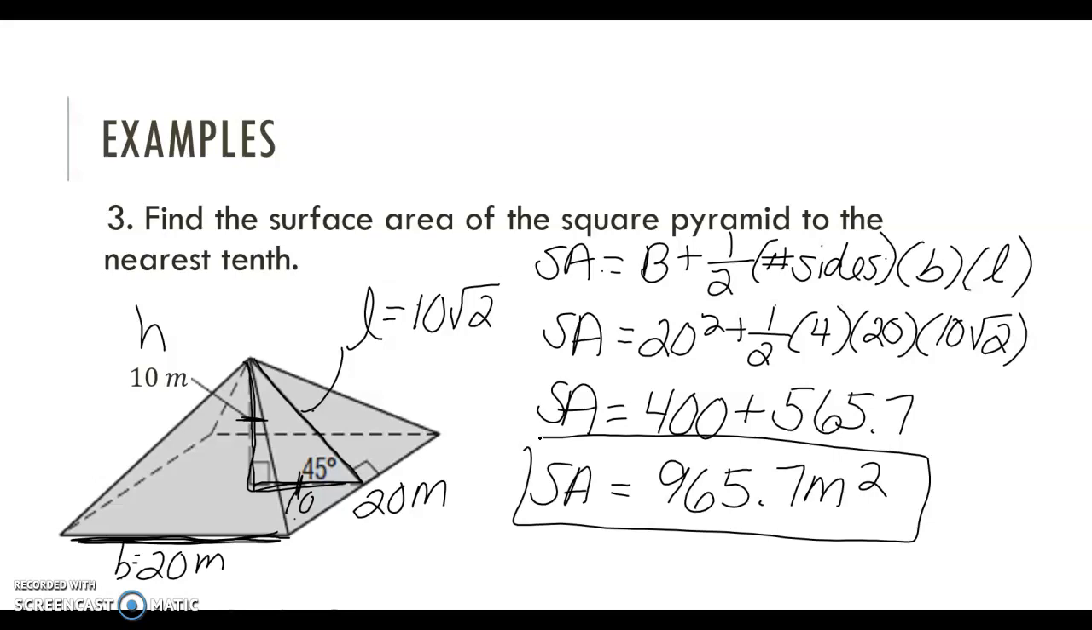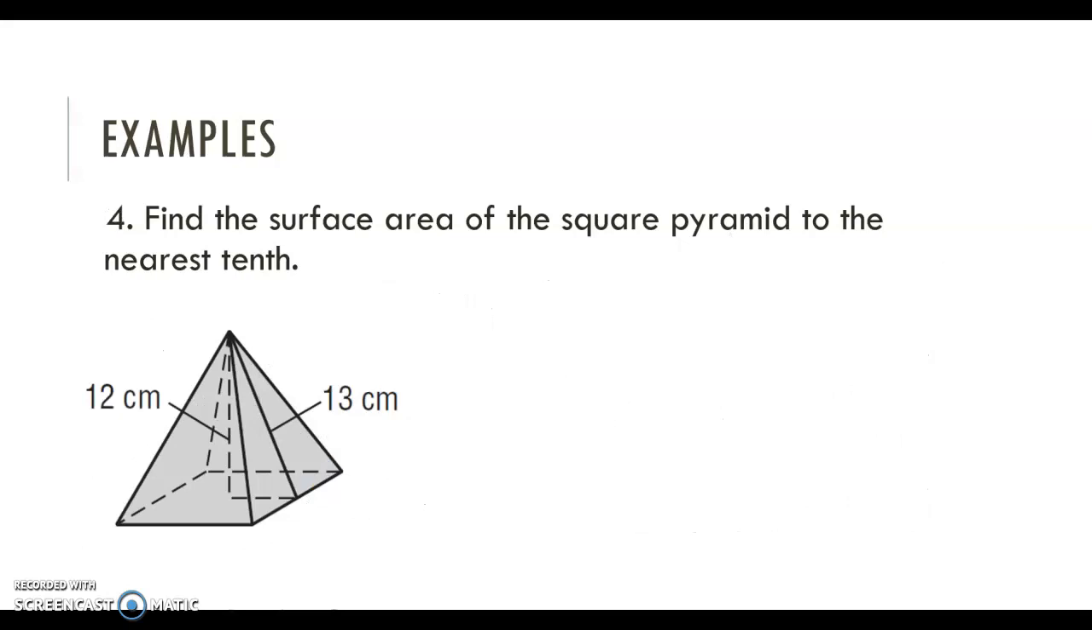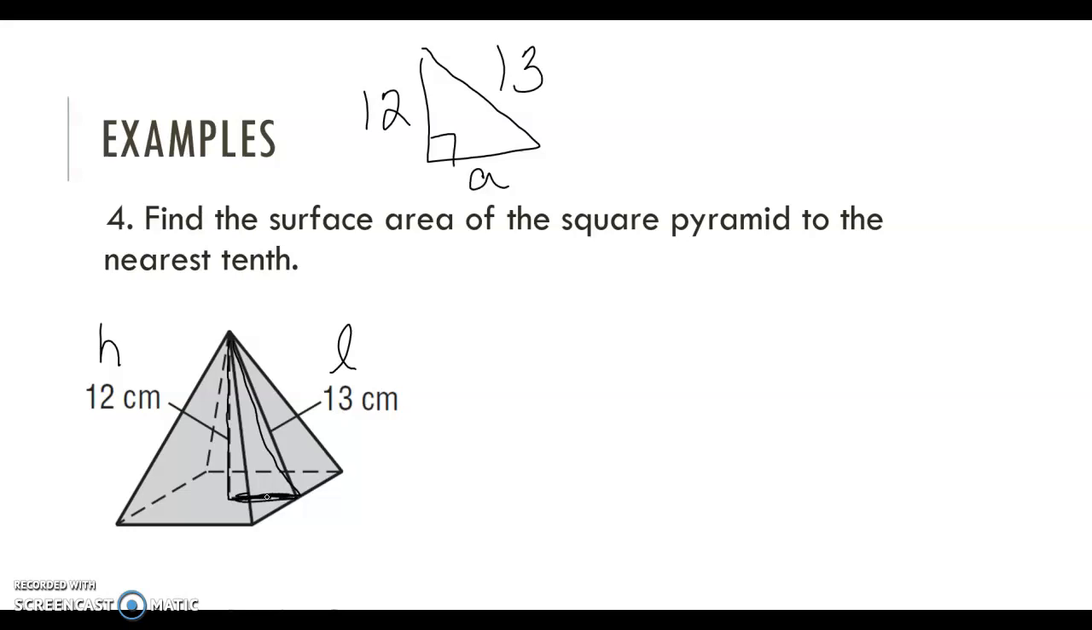And one last example for surface area. So let's take a look at what we're given here. So in this picture, we are given the actual height, which is 12, starting at the top going to the middle of the pyramid. And we are given the slant height as 13. And once again, we are going to use this right triangle cross section. This time we're going to have to find the other leg of the right triangle, which I'm just going to call A. And once we find that, then we'll be able to find the base of this square pyramid.